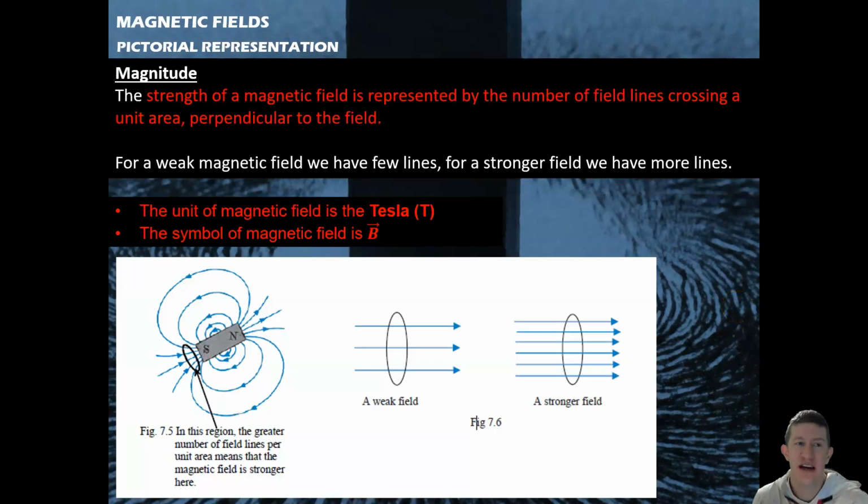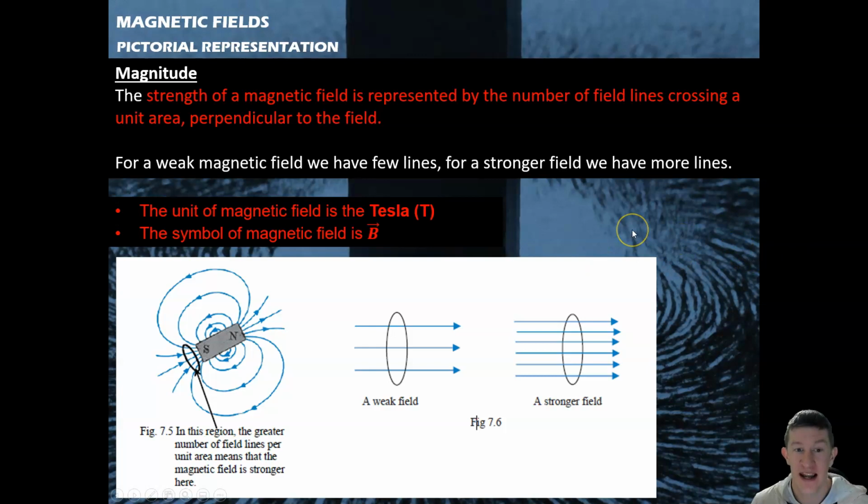So the magnitude is the strength of the magnetic field, and this is represented by the number of field lines crossing a unit area perpendicular to the field. Very similar definition to what we saw with electric field lines. More lines means we have a stronger field, less lines means we have a weaker field.